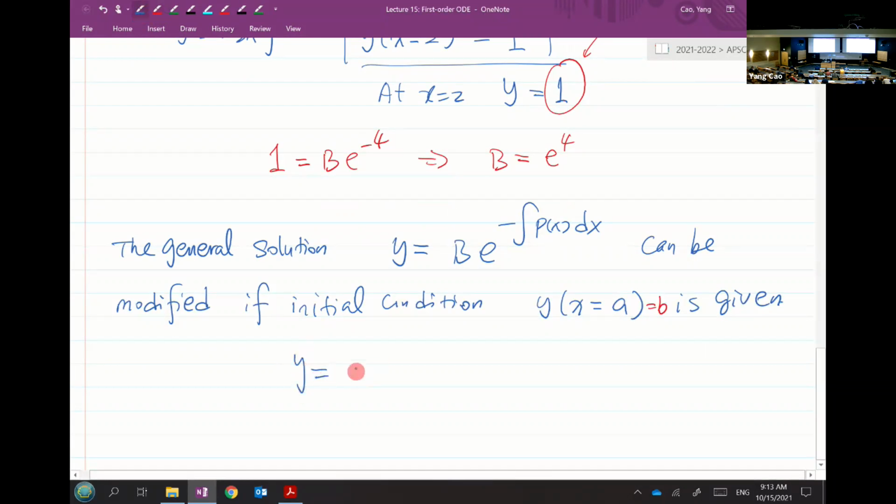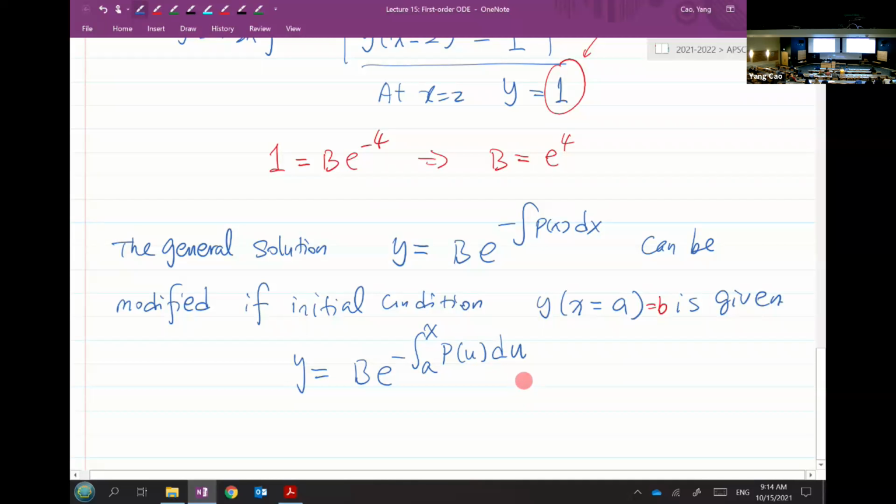If you're given this, then the general solution can be modified into the following format. So y equal to b e to the power of the integral, where originally this is an indefinite integral. Now, because I have an initial condition, I know the x starts from a, so you can start the limit from a and end the limit with x. The integrand is still p, but this time we change the x to a dummy variable u, or any other dummy variable. So this general solution can be modified if the initial condition is given, into this format right here.